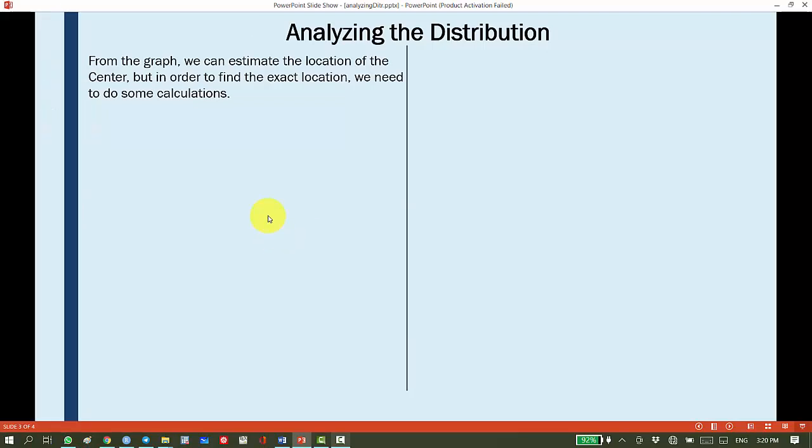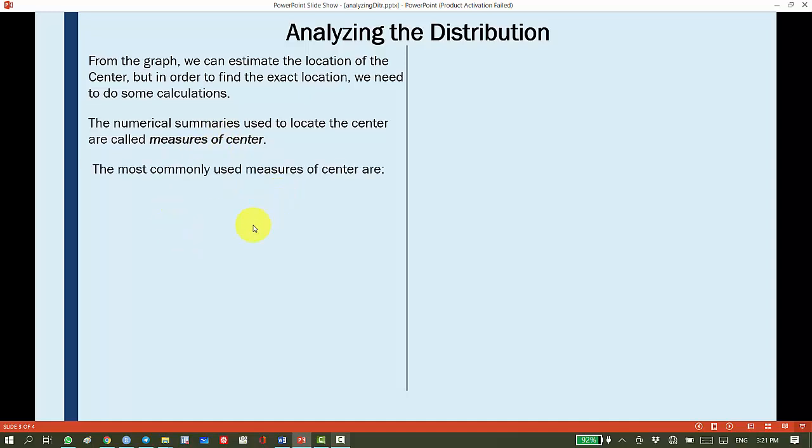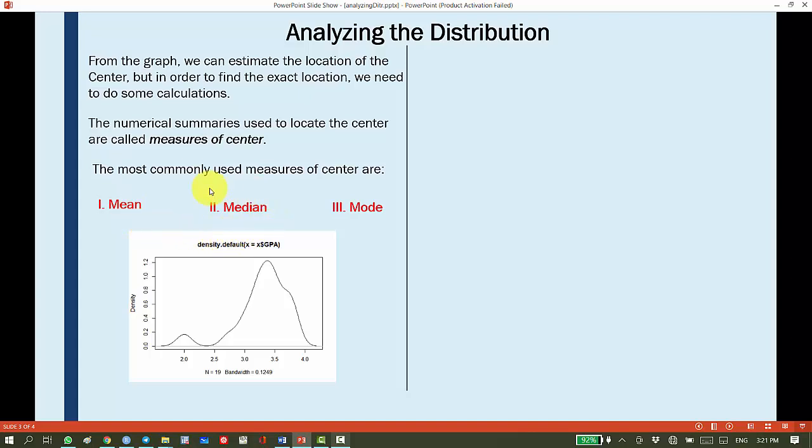From the graph, we can estimate the location of the center, but in order to find the exact location, we need to do some calculations. The numerical summaries used to locate the center of the distribution are called measures of center. The most commonly used measures of center are mean, median, and mode. Using these 3 measures of center, we can find the exact location of the center, for instance, in this distribution.